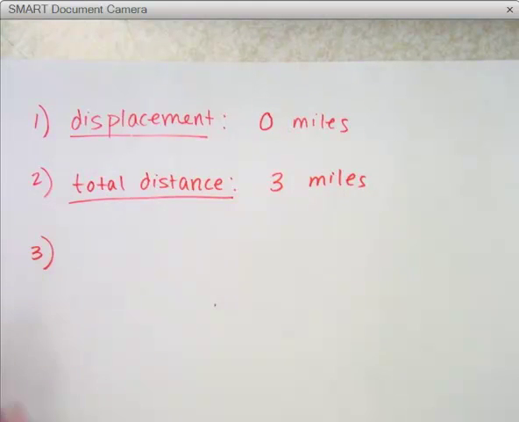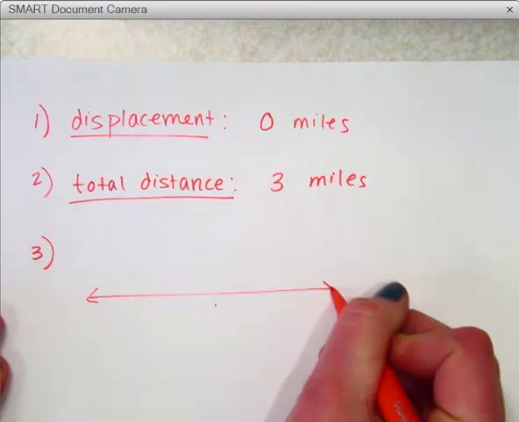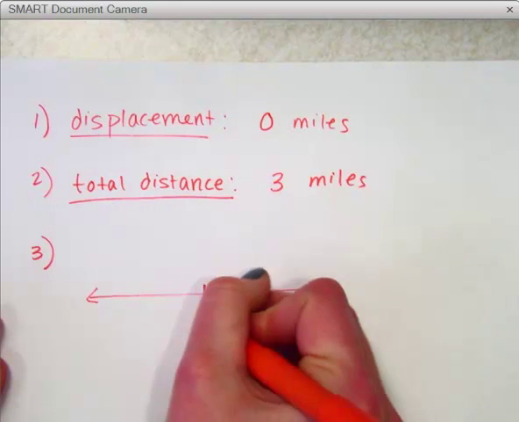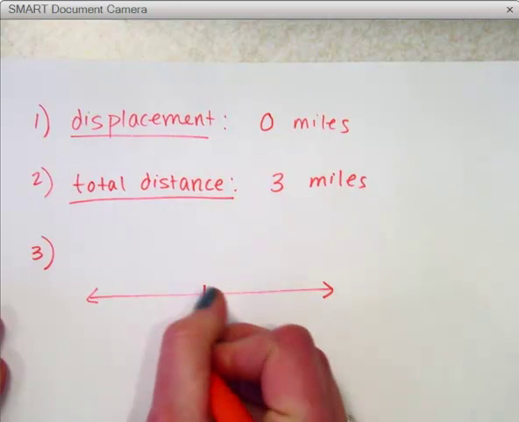3 is a little bit stranger situation. What we're going to do is draw an x-axis, put 0 on there. This is going to represent the OHS parking lot.